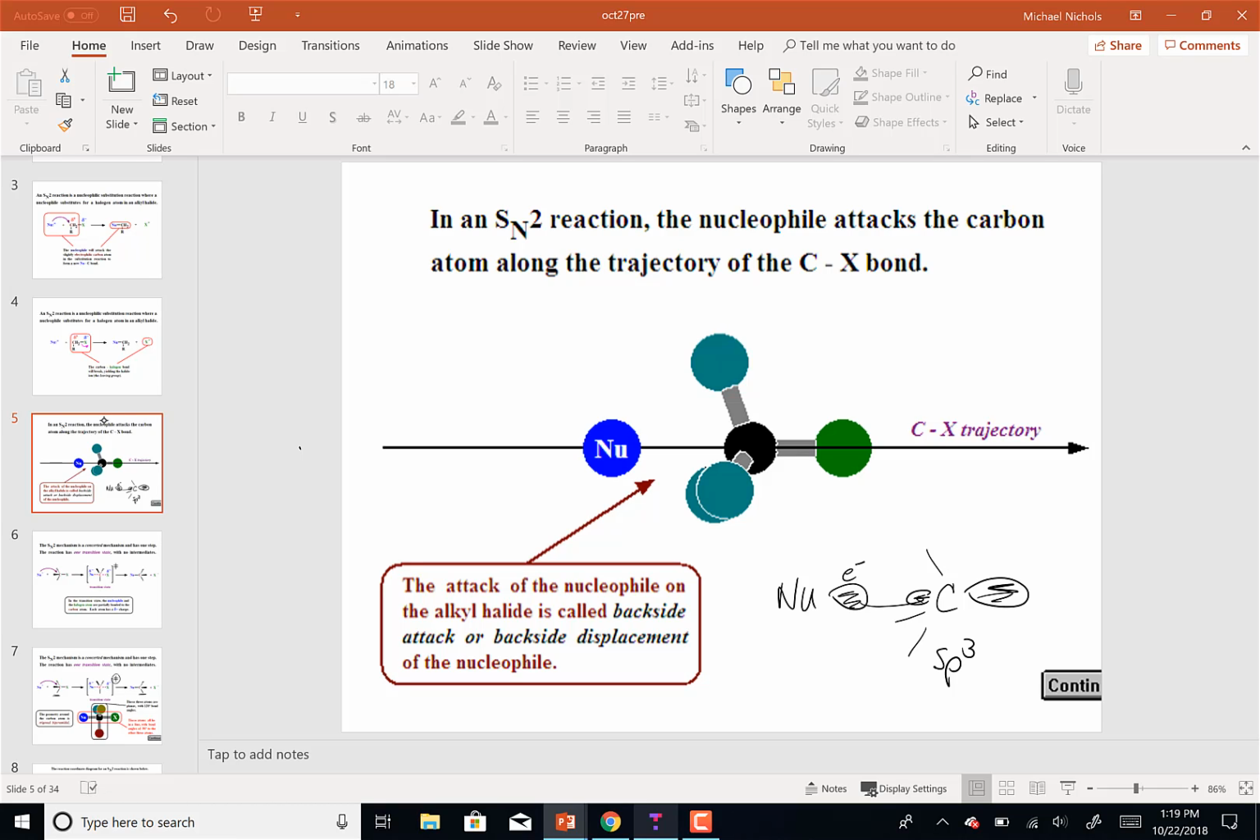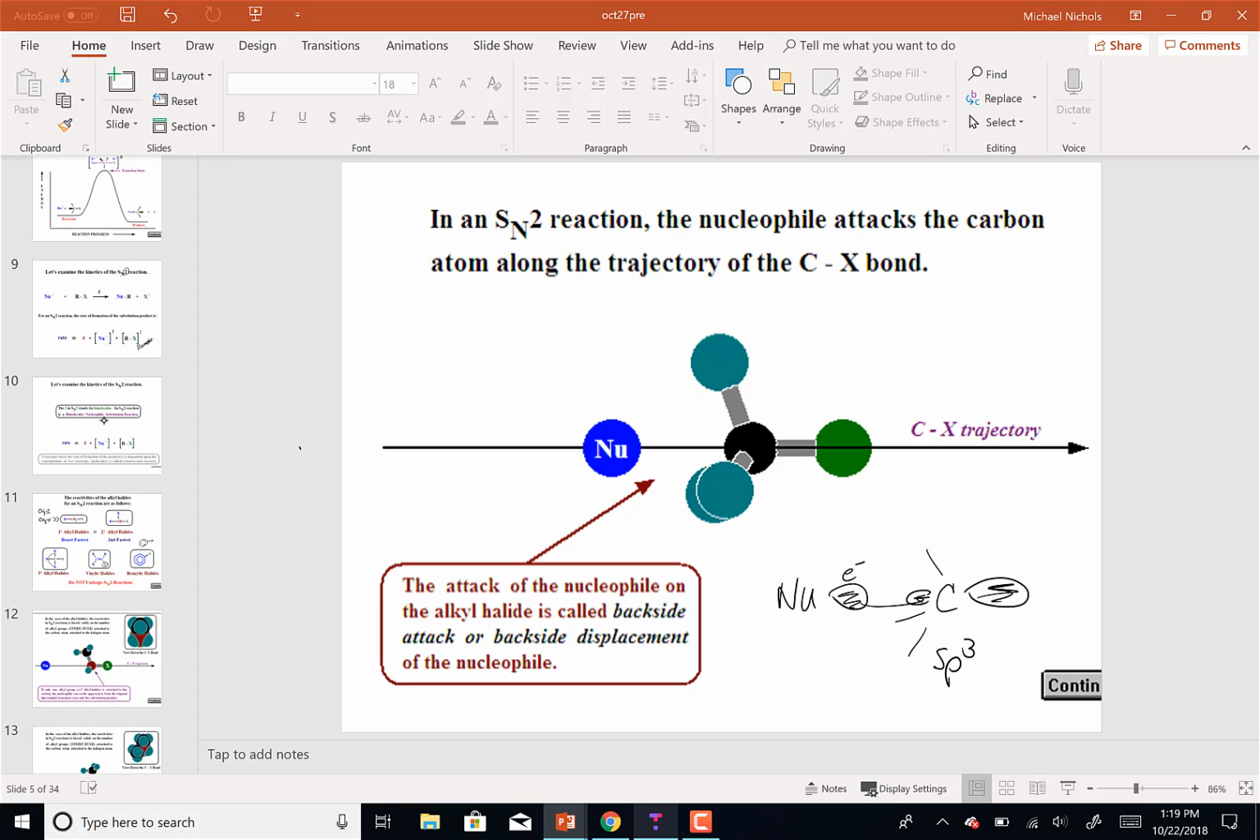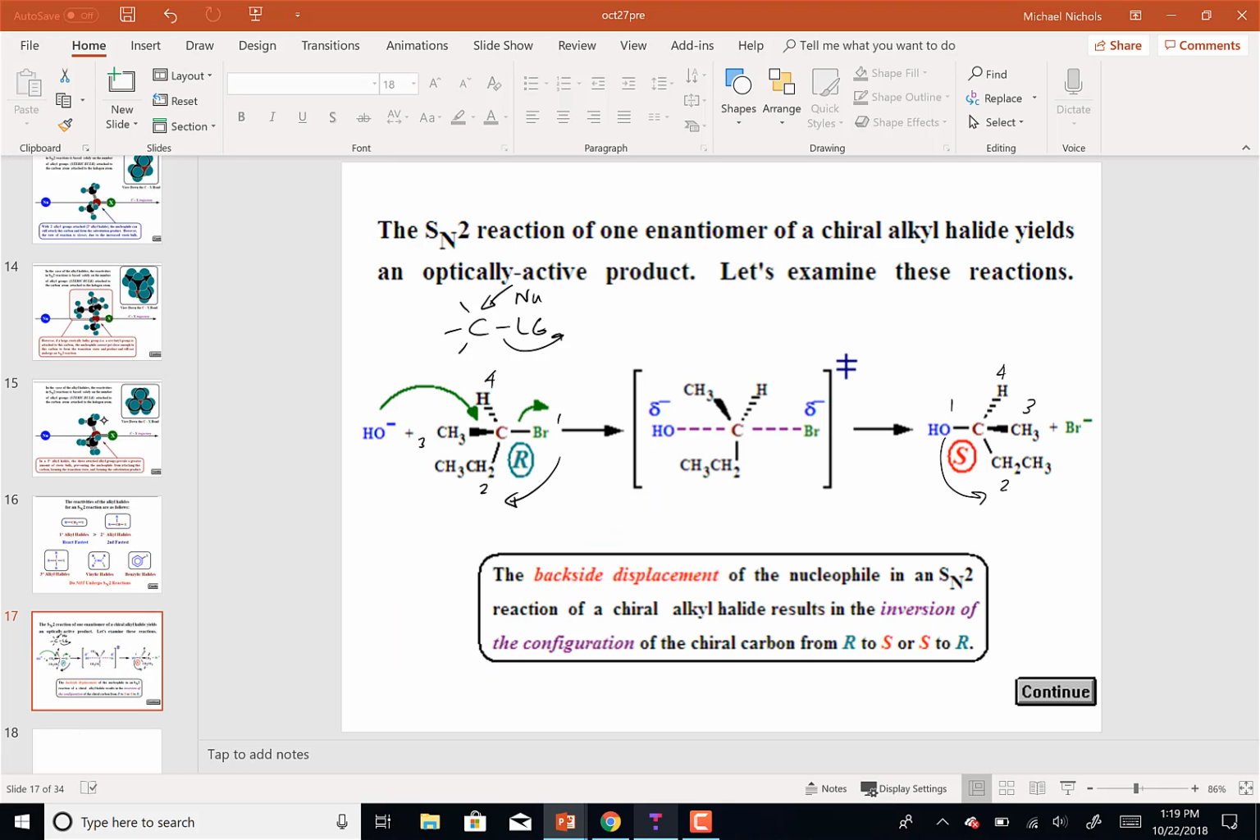Now, the other evidence that we have that there's not frontside attack and that it's backside attack is if we decide that we're going to react this with a chiral alkyl halide. So when people first proposed the backside attack, they had to prove that that actually happened. And the easiest way to do that is, for instance, to use R-2-bromobutane.